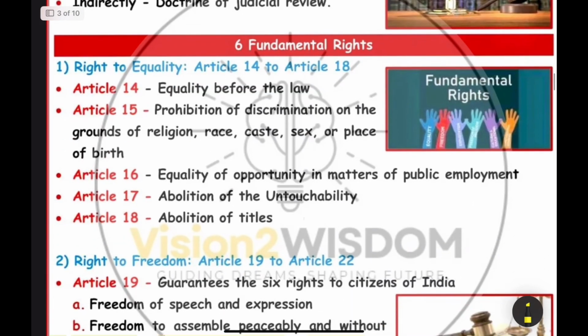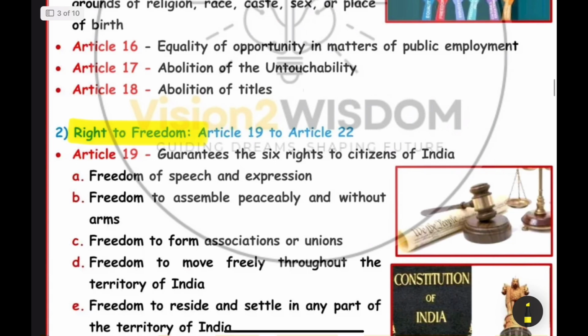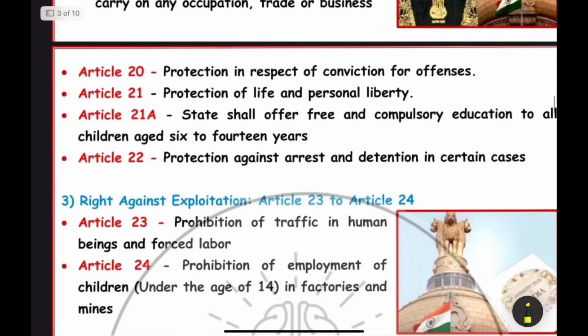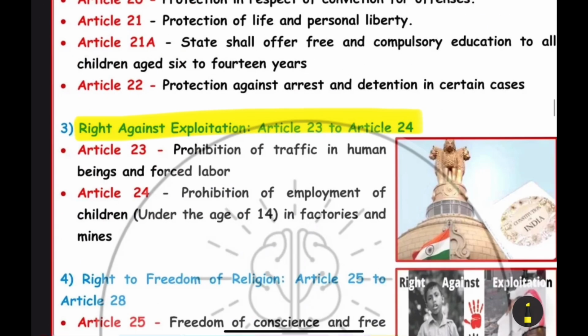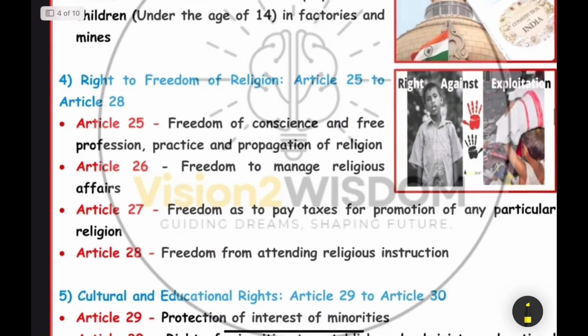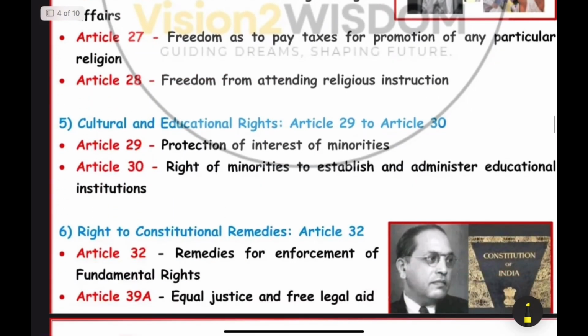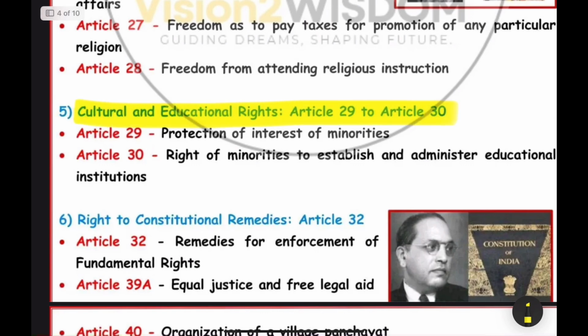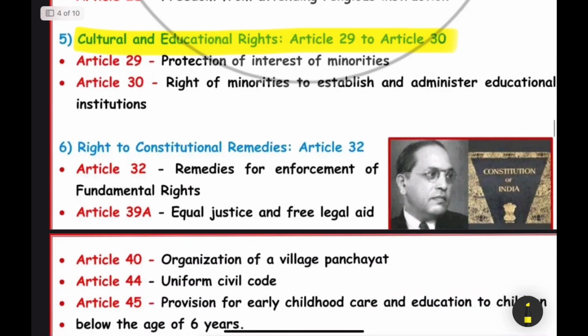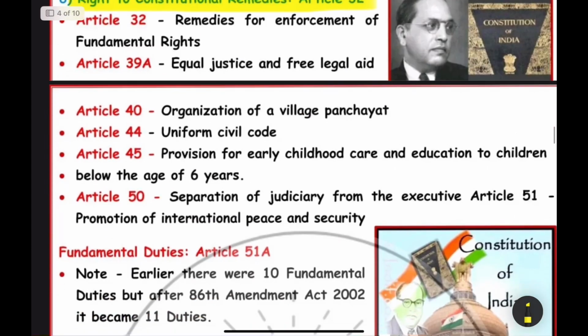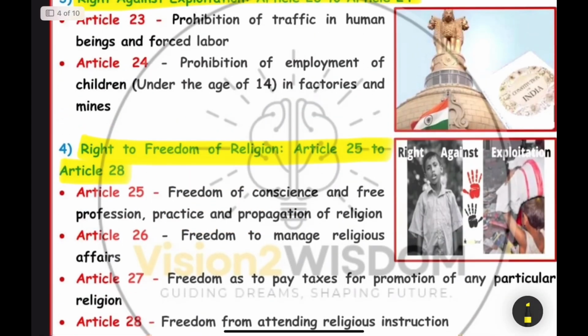Now comes fundamental rights. In fundamental rights, you already know there are 6 fundamental rights. What are the 6? Right to equality, which is from Article 14 to 18. Then right to freedom, 19 to 22. Then right against exploitation, Article 23 to 24. Then right to freedom of religion, Article 25 to 28. Cultural and educational rights, Article 29 to 30. Then right to constitutional remedies, that is Article 32. Okay, so these are the 6 fundamental rights.